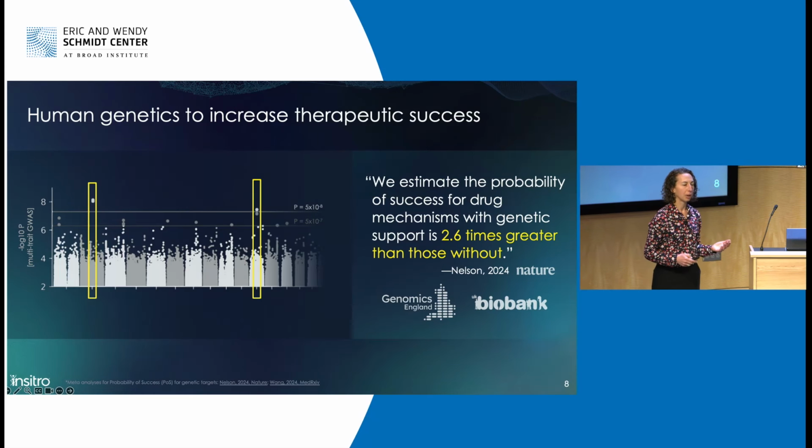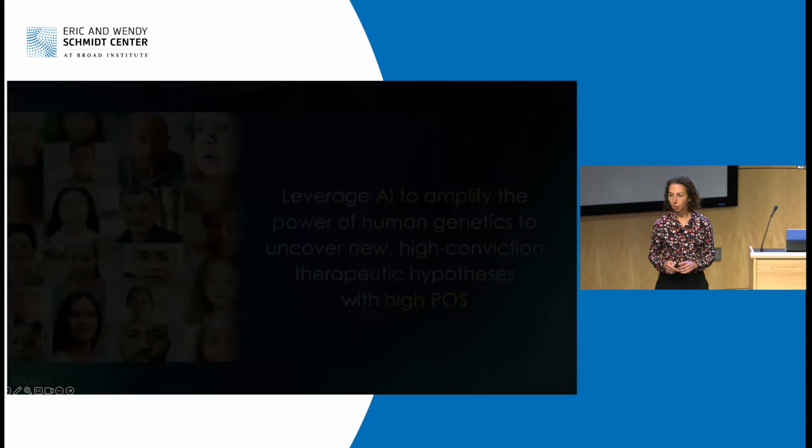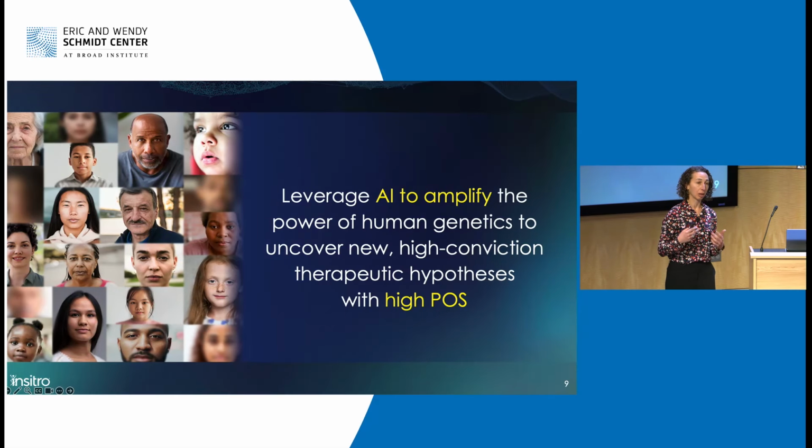Nevertheless, multiple meta-analyses have shown that targets that have human genetic support have 2 to 3 times the probability of success in the clinic. So at insitro, we're really focused on leveraging AI to amplify the power of human genetics to get at these novel therapeutic hypotheses with even higher probability of success.